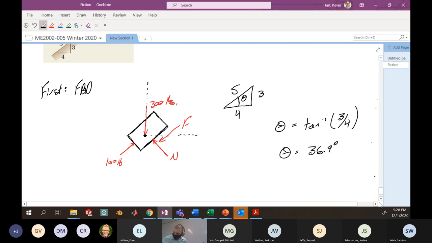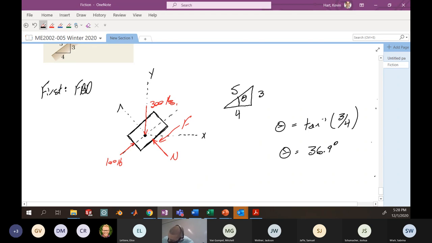So let's think about analyzing this particular problem. You could analyze it using the XY coordinate system that we have, or a lot of times what's helpful for these friction type problems with a block on a plane is to analyze it using a normal and tangential coordinate system. Usually, it's a little easier to analyze using a normal and tangential coordinate system. So I'm going to add N and T axes to this particular problem.